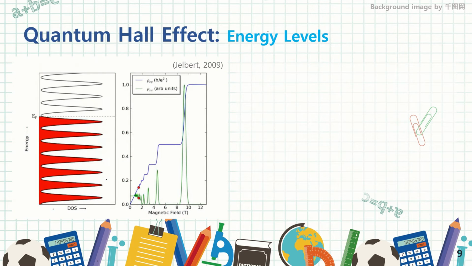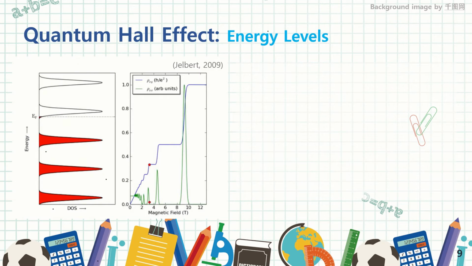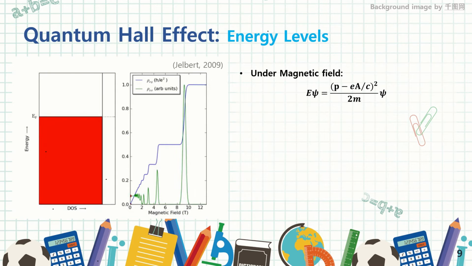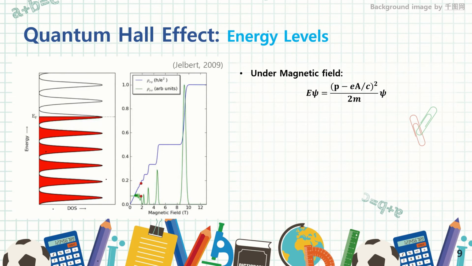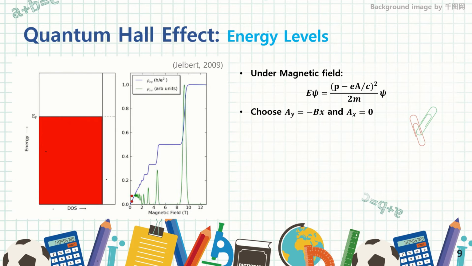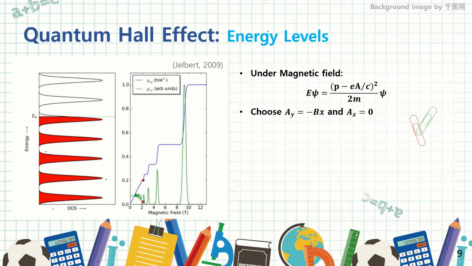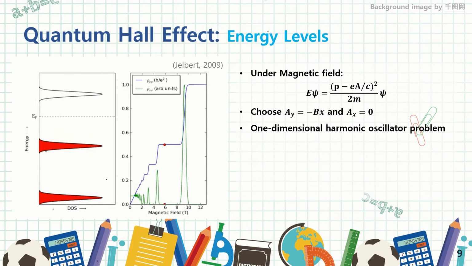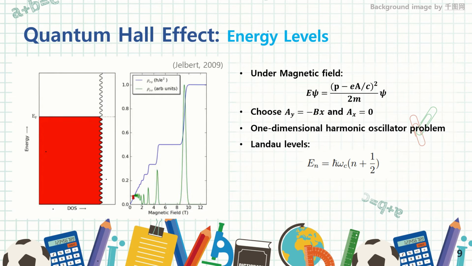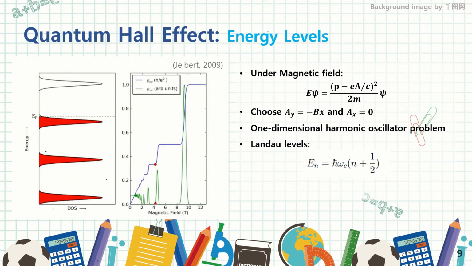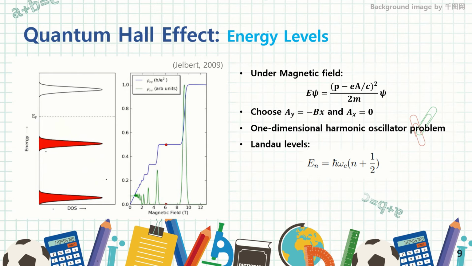Now let's consider the energy levels of electrons in the quantum Hall effect. Under the magnetic field, we can write the Schrödinger equation of the electrons as shown here, where A is the vector potential that gives rise to the magnetic field. By choosing the coordinates such that the vector potential Ay is equal to minus Bx and Ax is equal to 0, the Schrödinger equation can be simplified to a one-dimensional harmonic oscillator problem. We can solve this equation to get the energy levels of electrons as En equals h bar omega times (n plus 1/2). This is also called the Landau levels of energies.